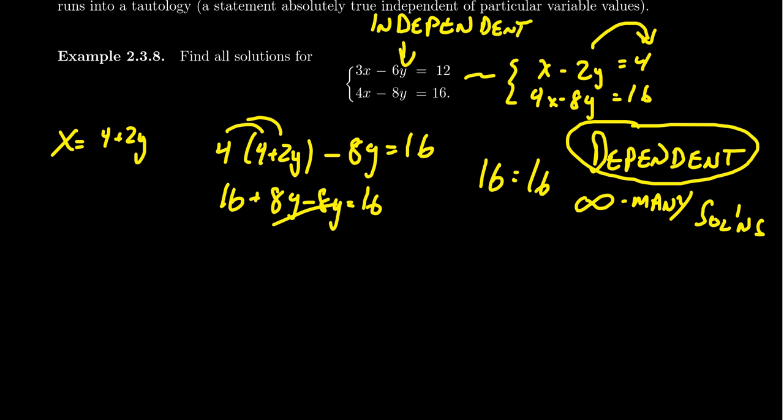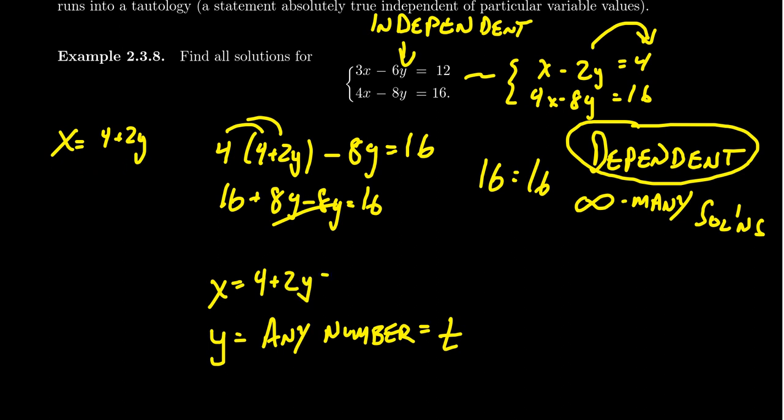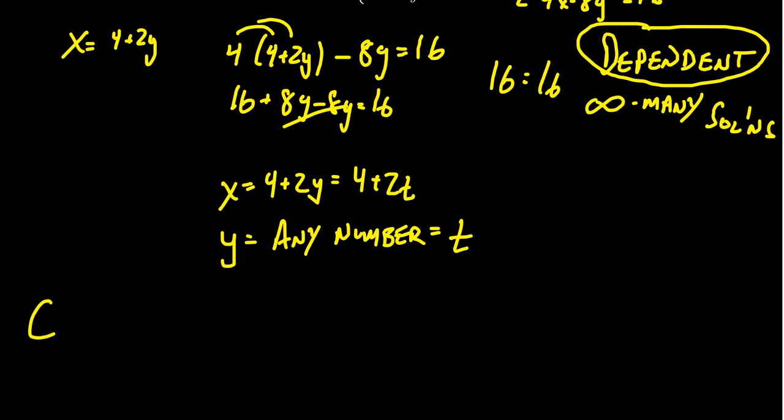So when it comes to our solution set, it turns out that y can be any number you want, any number under the sun. And so as such, you sometimes introduce a new symbol, maybe like a t, to suggest that y could be anything. So y is equal to t. Then, taking this equation from before, since x is equal to 4 plus 2y, since y is equal to some number t, x we can then compute to be 4 plus 2t. And so this then leads to the so-called general solution.